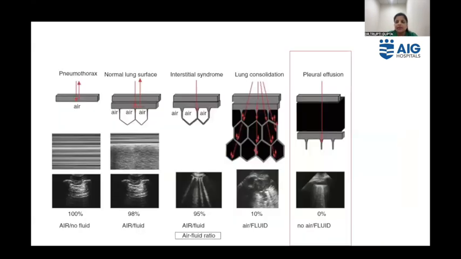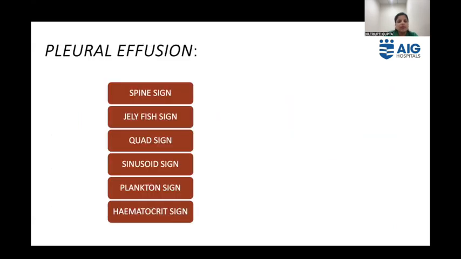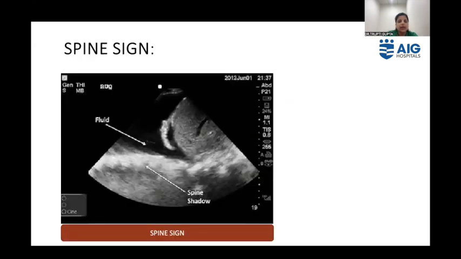The last pathology that we'll be covering is the pleural effusion. Pleural effusion is very easily identifiable on lung ultrasound. We have many signs described for pleural effusion, and we'll be going through each one in detail now. The first one is the spine sign.